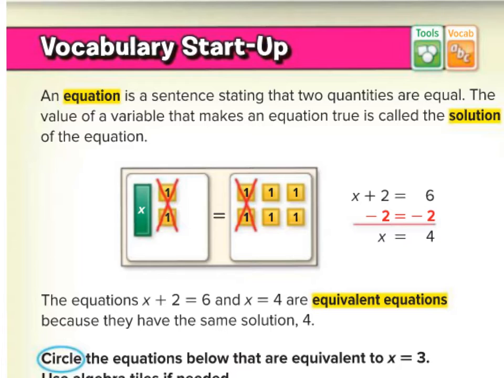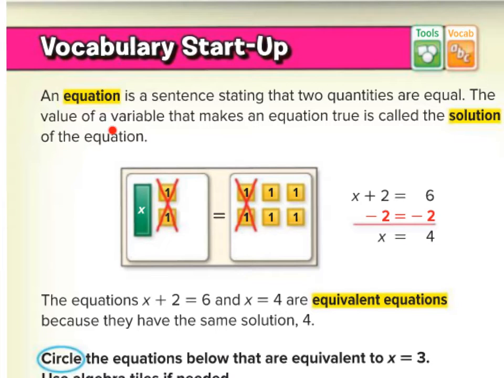Okay, let's use the vocabulary in real-world context. I will explain as I read along. An equation is a sentence stating that two quantities are equal. When they say the word sentence, they're talking about a number sentence. Like you see here, that's a number sentence. X plus 2 equals 6. And equal means they are the same. So 6 and x plus 2 are the same.